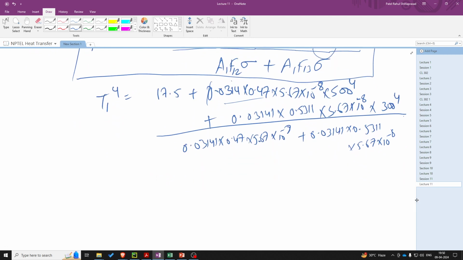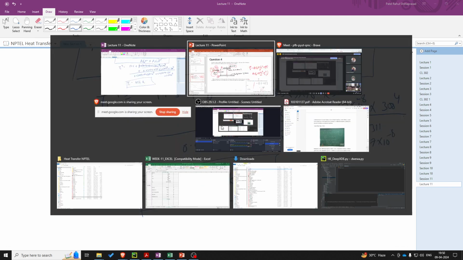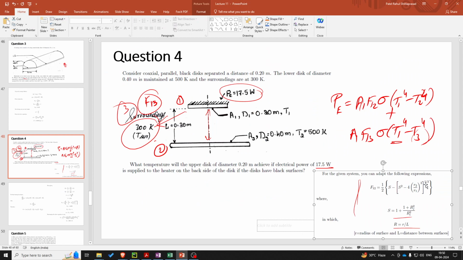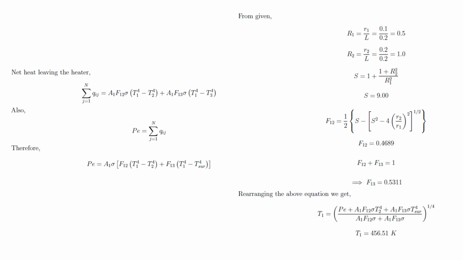So now you can try solving this, and if you simplify this, the value of T1 should come around 456 Kelvin. That is the temperature of the upper disk will be around 456 Kelvin. So you can just simplify this and this should be the final answer. If you take a look at the model solution, yes, the final answer should come around 456 Kelvin.